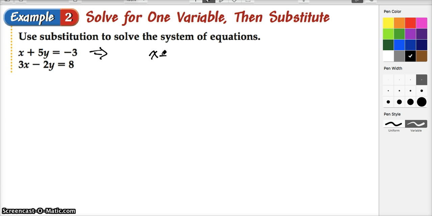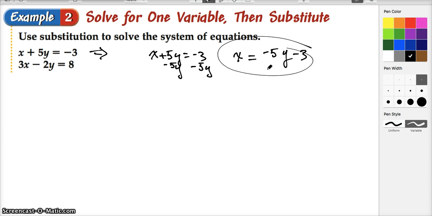I'm going to get x by itself. So I start off with x plus 5y is equal to negative 3. And I'm going to tell 5y to move. Get over there. I don't need you over here. I want x to be alone. So I end up with x is equal to negative 5y minus 3. Make sure that makes sense to you, all right?